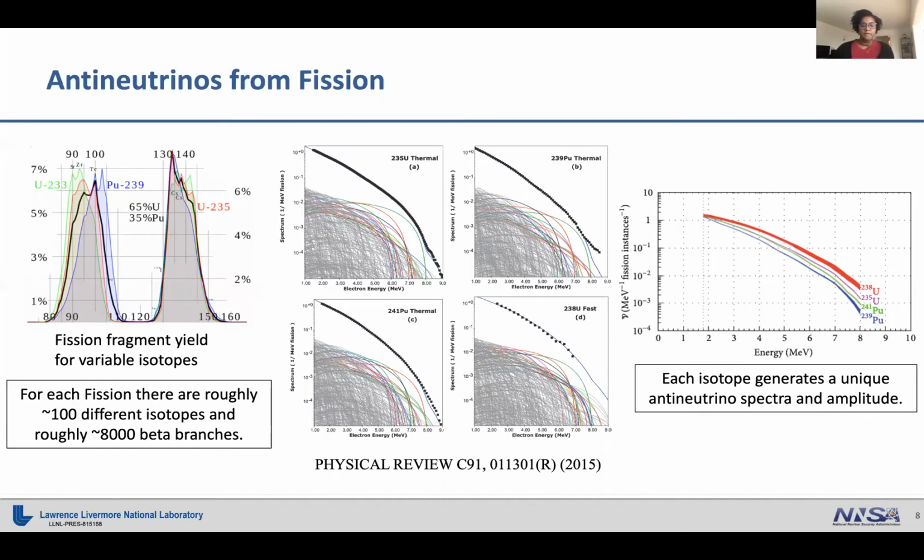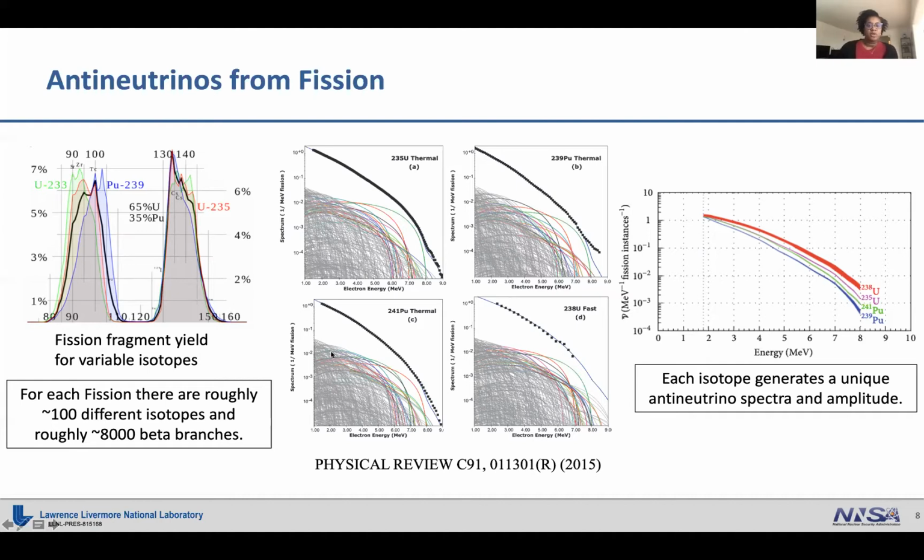Another thing to remember is that for every fission, you have roughly 100 different isotopes with roughly 8,000 different beta branches that would decay. And so as we saw in the previous slides, when you have one beta branch and then one antineutrino, you have the spectra. And if you had a more complex beta scheme, you would have multiple spectra that would sum to get a cumulative distribution.